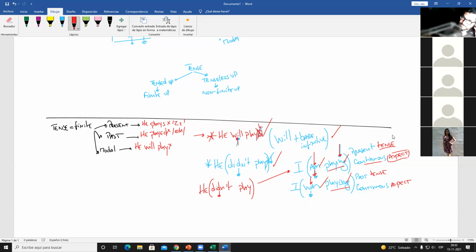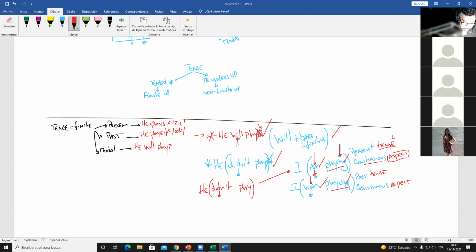Profe, pero aquí me surgió una duda. Dígame. Cuando es modal y dice we will play, ¿cierto? Pero eso es futuro. Sí, pero el futuro no es un tense. Claro, no es un tense. Muy bien. Porque el tense es una representación gramatical del tiempo. ¿Cachai? El inglés permite que exista una forma en la que yo modifique un verbo para hablar del tiempo. Y esa modificación se llama tense. ¿Cachai?